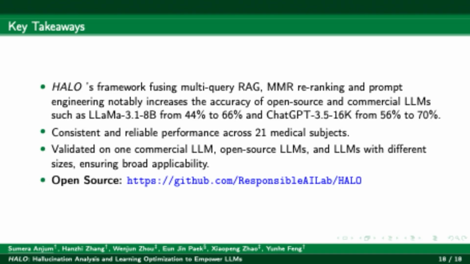So the key takeaways for our framework are: our Halo framework integrates RAG, maximum marginal relevance re-ranking, and prompting techniques to improve performance without needing fine-tuning of the LLMs, and can work on diverse subjects and LLMs, even if they are commercial, open source, or of different sizes. And our work is open source and can be easily accessible and adaptable to different domains. Thank you.